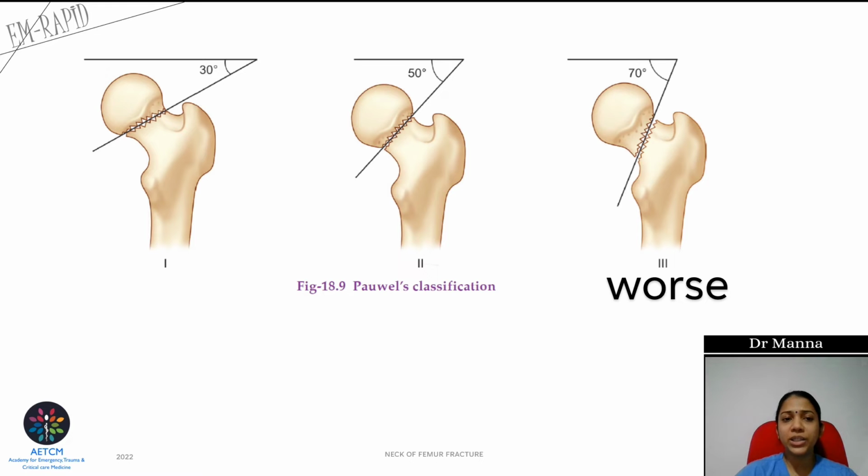And depending on the line of fracture or the degree of the line of fracture, we can divide the neck of femur fracture based on Pauwels' classification. So we will be checking the degree of the fracture from the transverse line. As the degree of fracture increases, the prognosis will be poor, and the blood supply to the femoral head will be affected more. So as the degree increases, it shows a worse outcome.